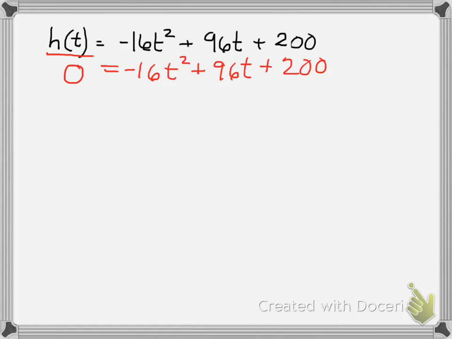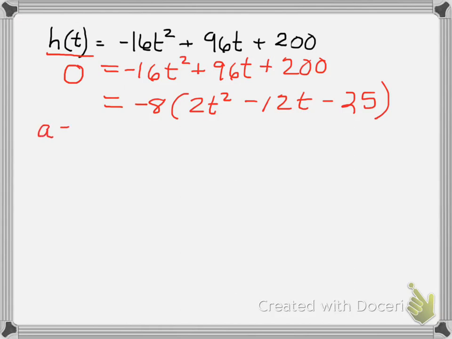Now, I don't like the fact that those numbers are so big, so I'm going to go ahead and factor to get my numbers a little bit smaller. So I'm going to factor out a -8. That's about the biggest thing that I could factor out here. Oh, and sorry, that plus should be a minus 25. So let's plug those numbers into our quadratic formula. We have a is 2, b is -12, c is -25.